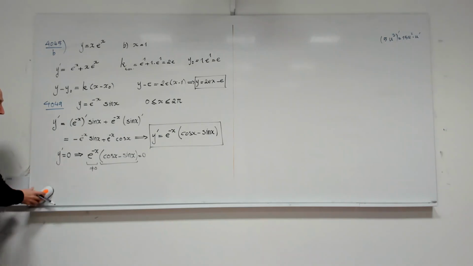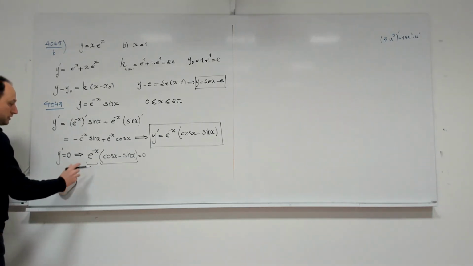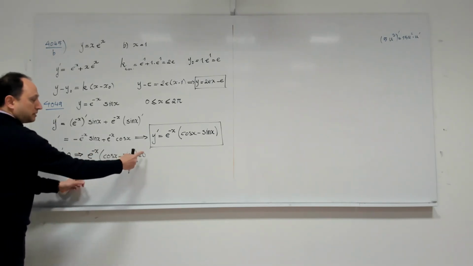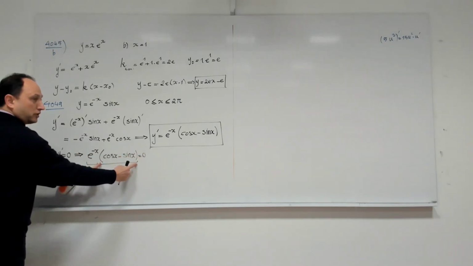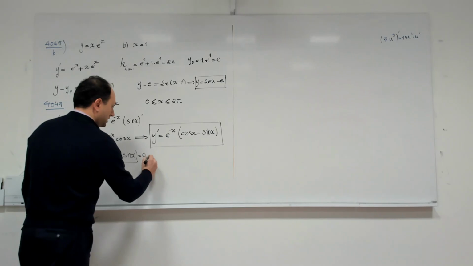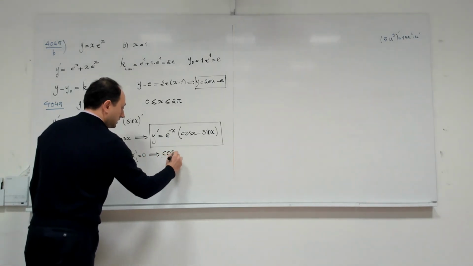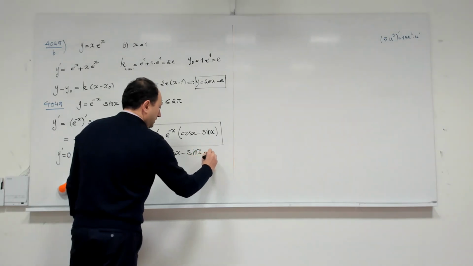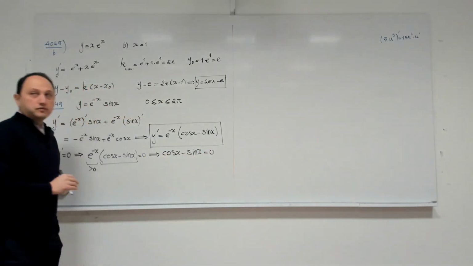Or if you want to say, even better, we can say it's always positive, it cannot be equal to 0. So this product becomes 0 if and only if this part is 0. So that tells me that cosine x minus sine x is equal to 0. Okay. Do you remember how to solve this from chapter 2?